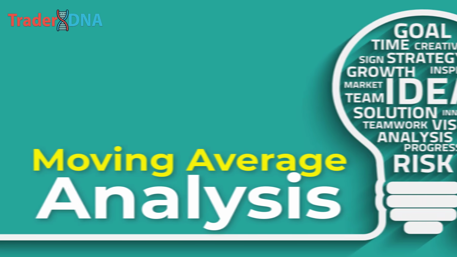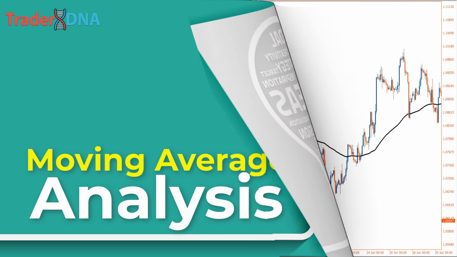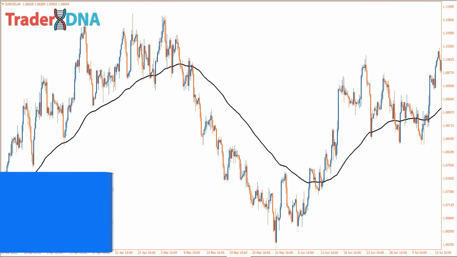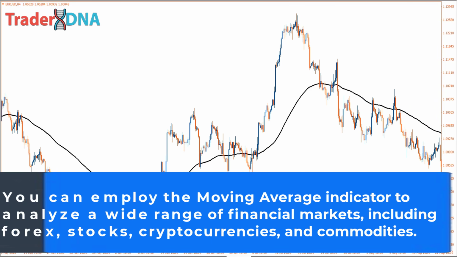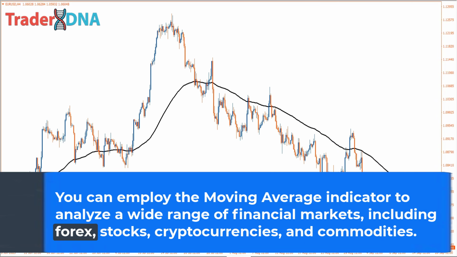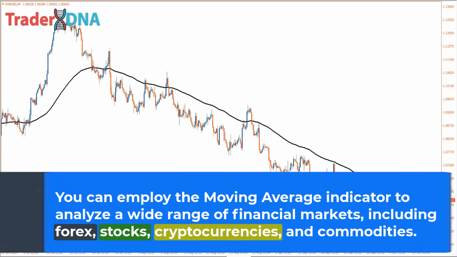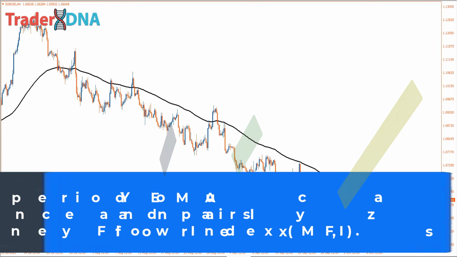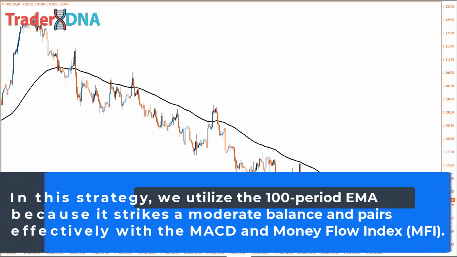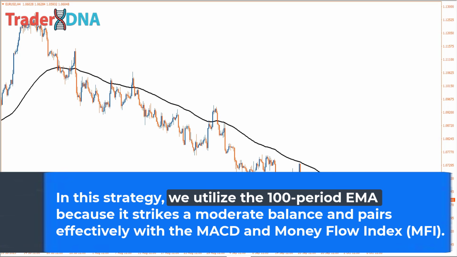Moving average analysis. Moving averages stand out as one of the most valuable indicators in the financial markets. You can employ the moving average indicator to analyze a wide range of financial markets, including Forex, stocks, cryptocurrencies, and commodities. Among the various types of moving averages, the exponential moving average, or EMA, consistently delivers the most reliable results for trend identification. In this strategy, we utilize the 100-period EMA because it strikes a moderate balance and pairs effectively with the MACD and Money Flow Index, or MFI.